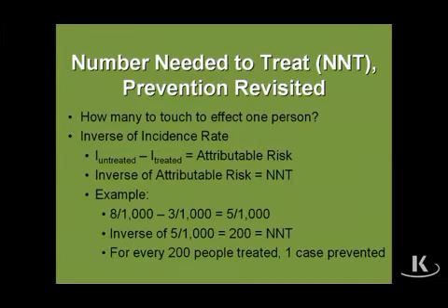What does that mean? Simply, for every 200 people treated, one case will be prevented. For every 200 people we touch, one case we will no longer have to worry about. Remember the issue here, how many do you touch to prevent one case? That's the key issue. What is number needed to treat? The simple thing to remember is that it is the inverse of an incidence rate, which in this context is the inverse of the attributable risk.